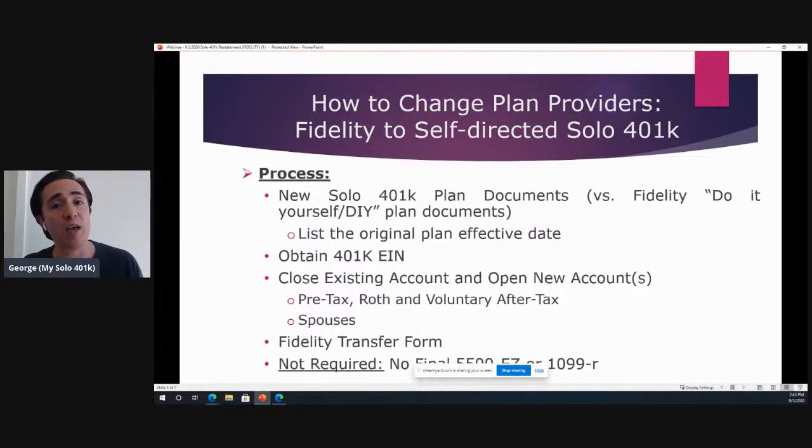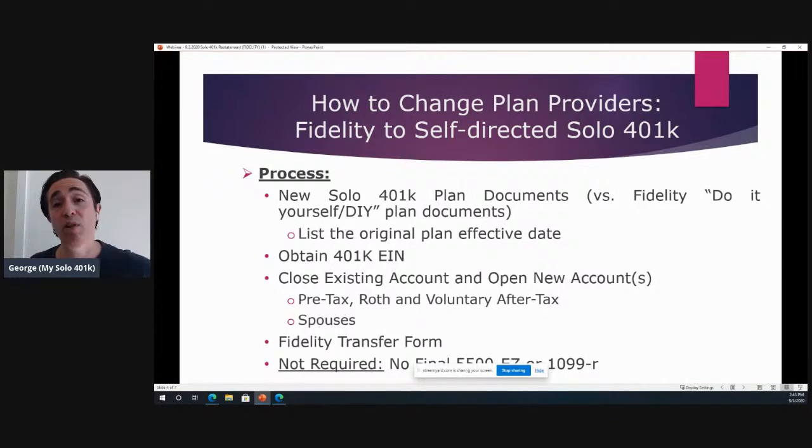Then the transfer form. So even if you're keeping your money at Fidelity, we still need to complete a transfer form to move the cash and or assets to the new account. And then finally, the bullet here is saying that no final 5500 EZ or 1099R is required. And that goes back to what's really happening here.